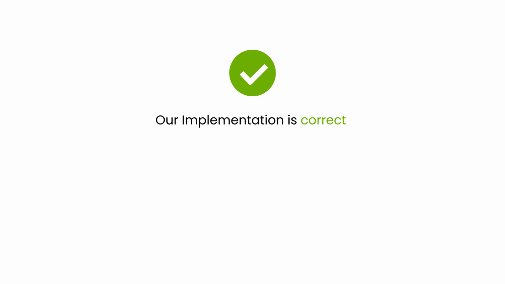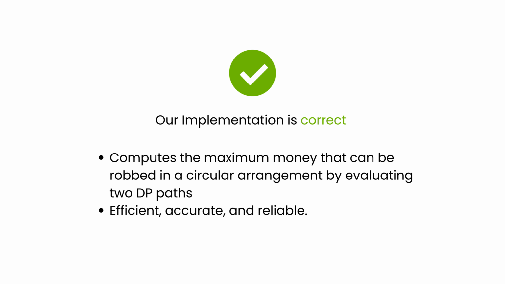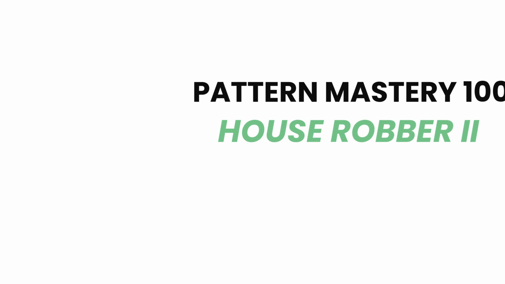Wrap up. So, our implementation is correct. The algorithm successfully computes the maximum money that can be robbed in a circular arrangement by evaluating two DP paths. Efficient, accurate, and reliable. House Robber 2.